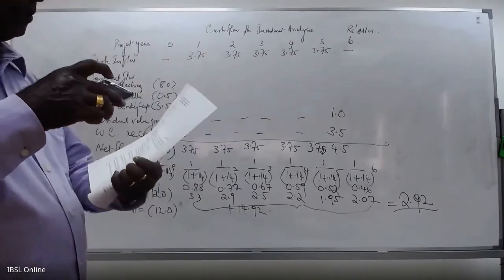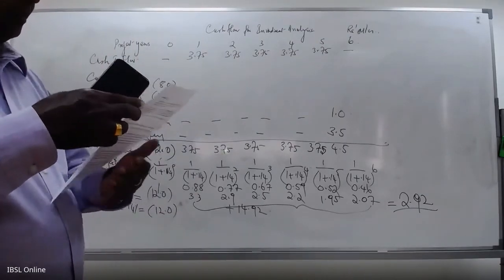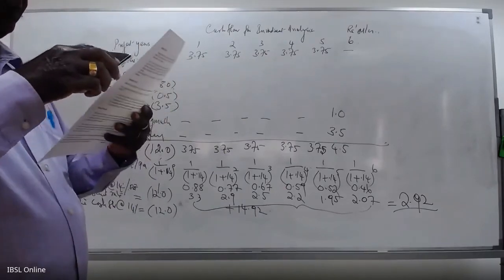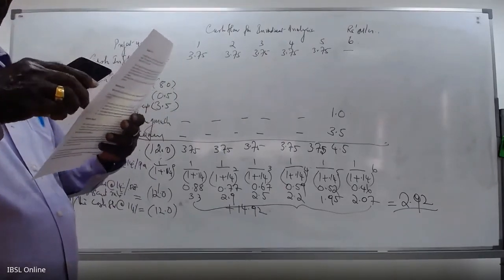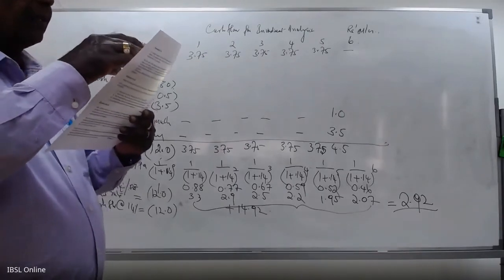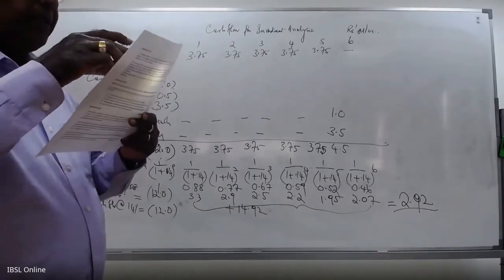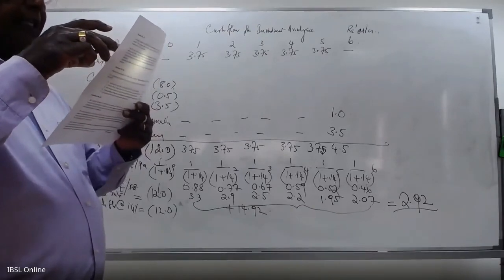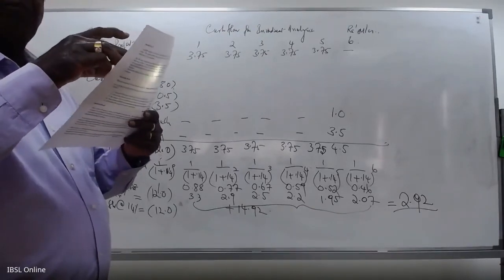Now we come to question number 2. Question number 2. This is something different. I am reading the question. Briefly explain the meaning of the following. Time value of money? Yes.